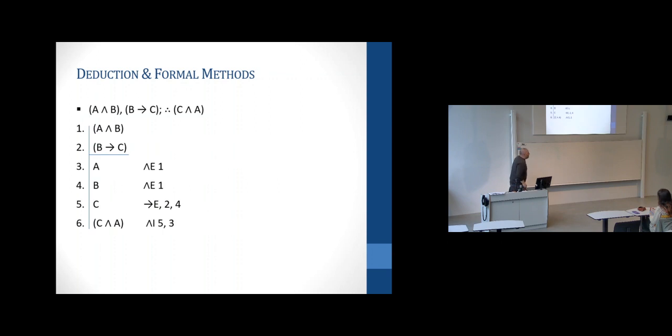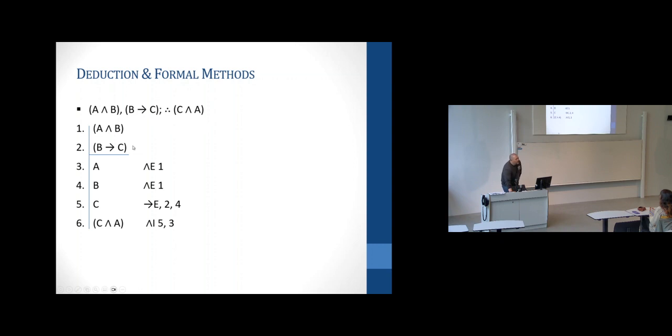So, here is a sample TFL natural deduction proof. I'm not going to make you learn natural deduction, but I wanted to show it to you to give you an idea of what it looks like. So we have this TFL argument, right? So we've got first premise is a conjunction, second premise is a conditional, and the conclusion is a conjunction.